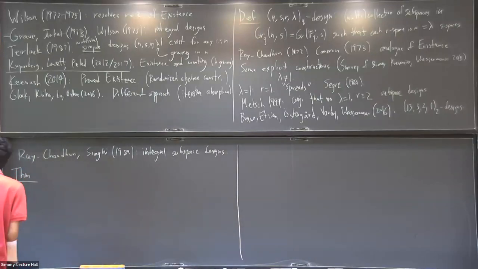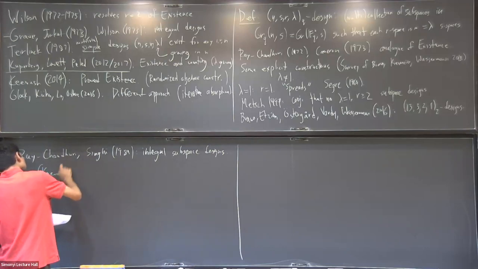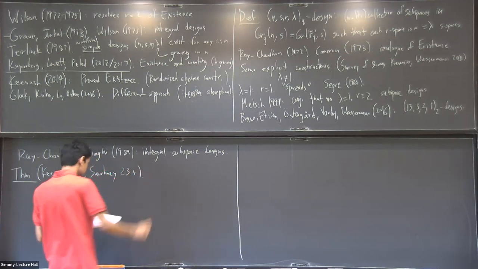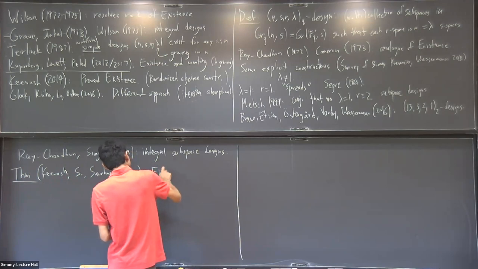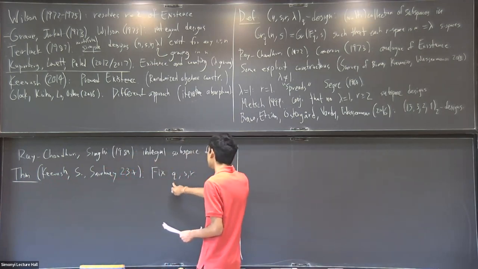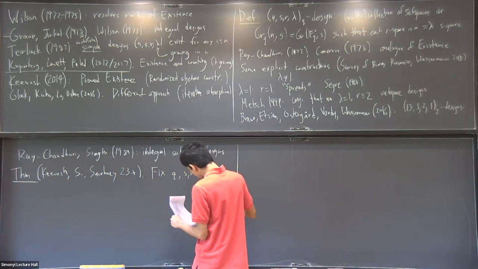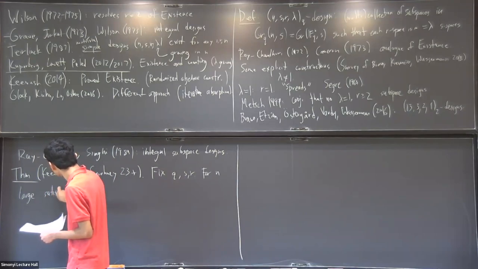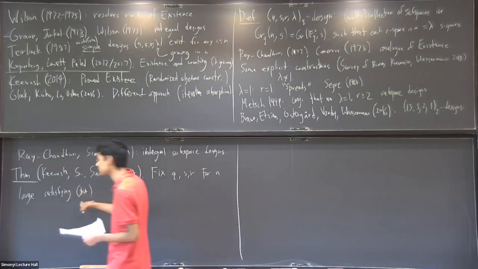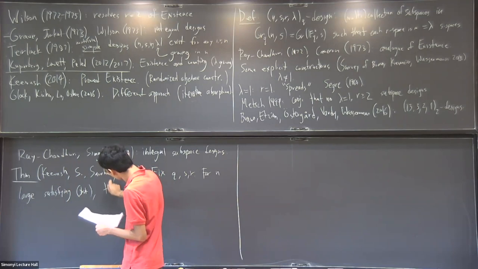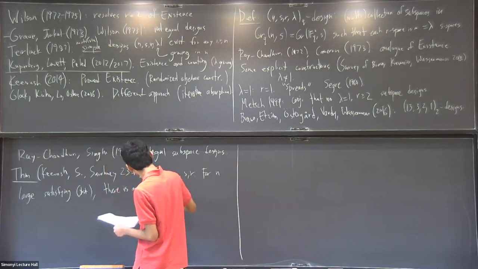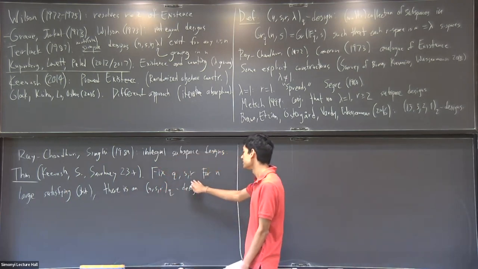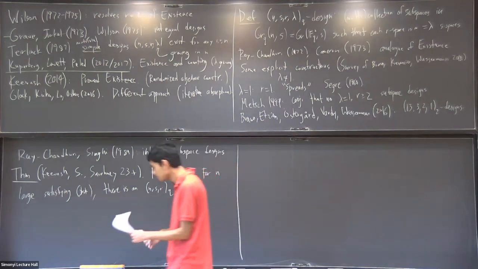Finally, let me state the main theorem of our work. So, subspace designs. Let's fix Q, S, and R. Q a prime power, S bigger than R, and lambda at least one. For N large, satisfying star star, so these are going to be the divisibility conditions, there is a design, and we can also do something analogous where you plug in a lambda here. All right, so what is star star?